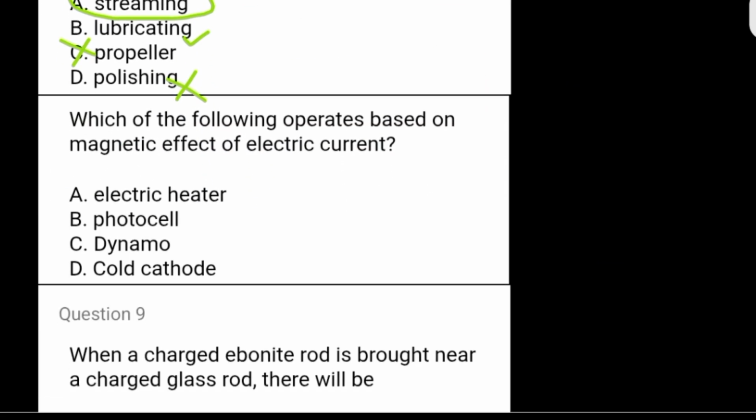Next one is, which of the following operates based on magnetic effect of electric current? So electric current has magnetic effects, just the same way magnetic effect also has electric current. So electric heater does not have anything to do with magnet. Same thing with photocell. Same thing with cold cathode. These ones are wrong. So this is a dynamo, which is like a rotor or a motor. Okay, so the answer is option C.